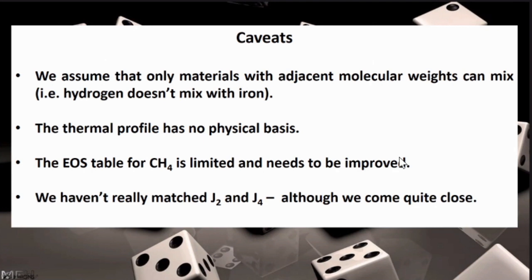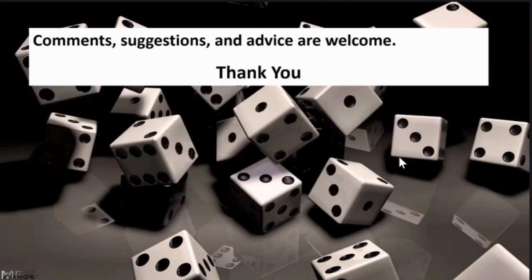The equation of state table that we use for methane needs to be improved. We use the old Sesame table, which has limits on how high the temperature can be, and part of the reason some of these models fail is because we go out of the range of the tables. We haven't really matched J2 and J4. We come close, but you would like eventually to get a real fit, at least for Uranus and Neptune. And we can do that. In other words, you can use the same idea of matching the moment of inertia to match J2 and J4. It's computationally more expensive, but doable. And that's it. Comments, suggestions, advice is welcome, and thank you.